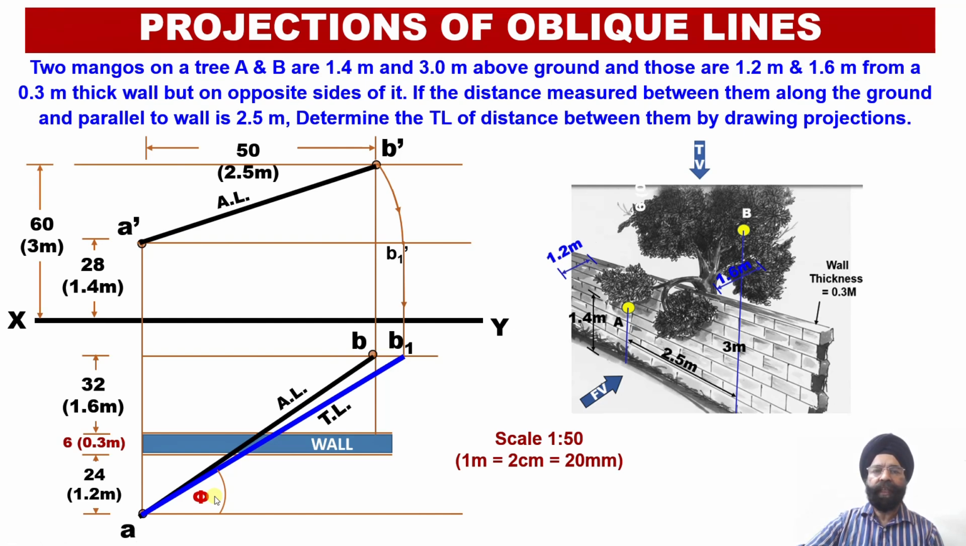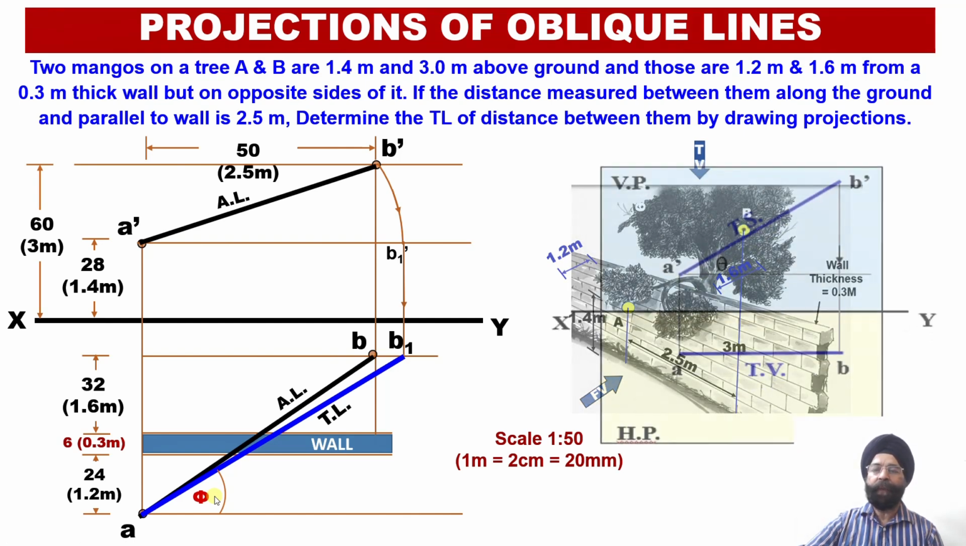Now, having evaluated the true length in the plan and its inclination with the vertical plane, we will proceed with the evaluation of the true length of the line in the elevation, as well as the true inclination of the true length in elevation in the orthographic projection.